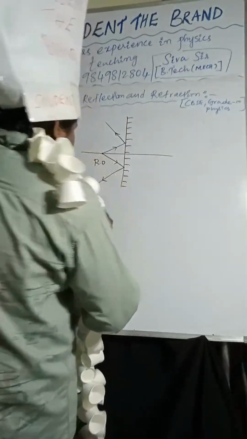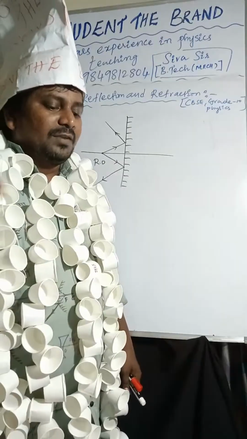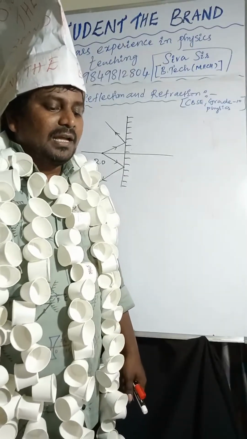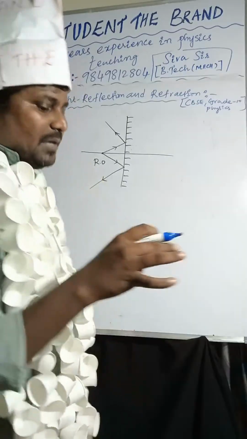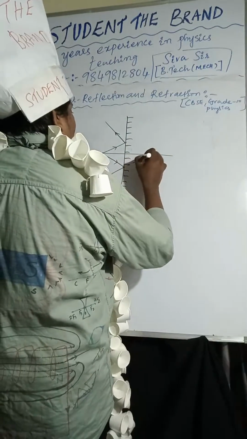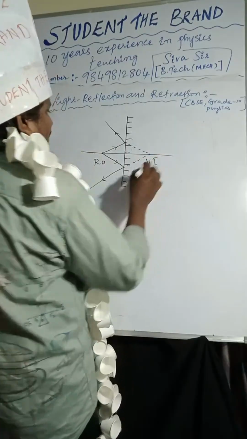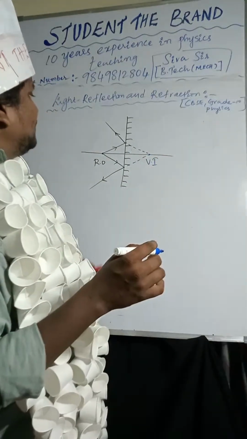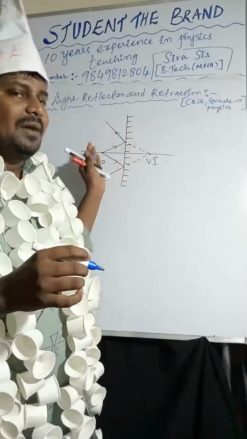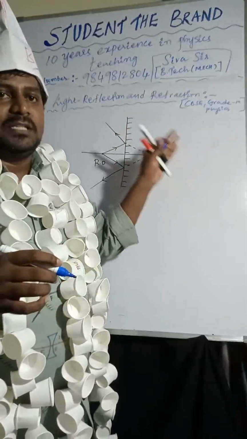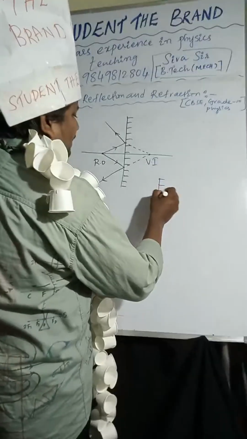If you extend these reflected light rays, and the reflected light rays meet at one point, I'm considering here that these are the reflected light rays. Here also reflected light rays. So here I'm taking this as a virtual image. Real object and virtual image. Right?